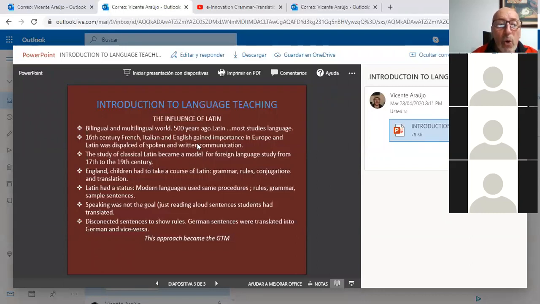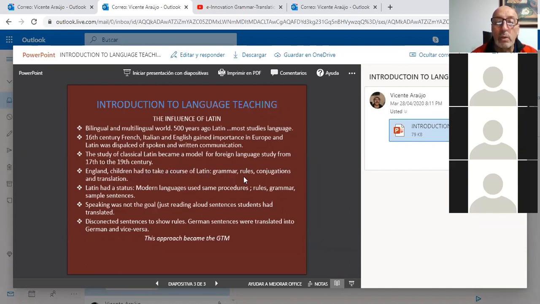So Latin was the model. And French, Italian, and English were taught in the same way Latin was. Latin was very important. Even in England, for example, at that time, children had to take a course of Latin. Children in England studied Latin.